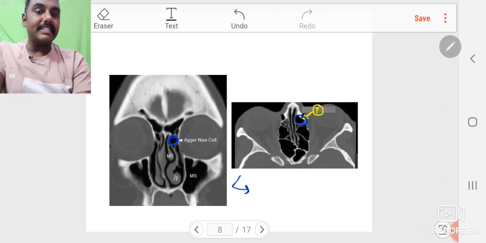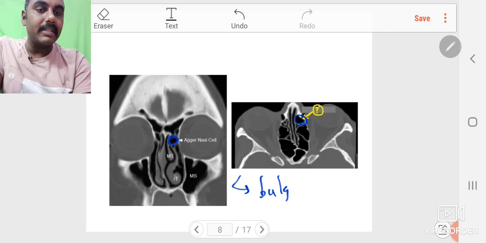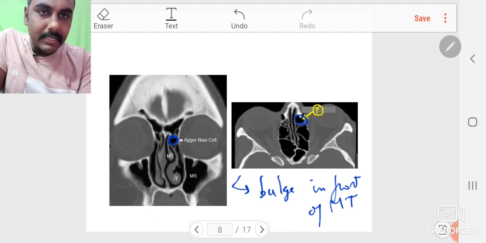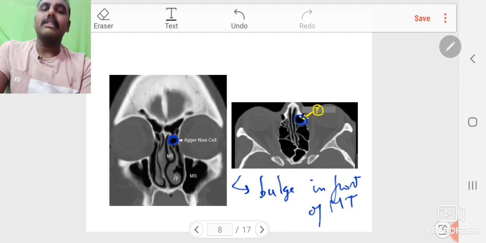It appears as a bulge. Where does it appear as a bulge? In front of the middle turbinate. It appears as a bulge in front of the middle turbinate.